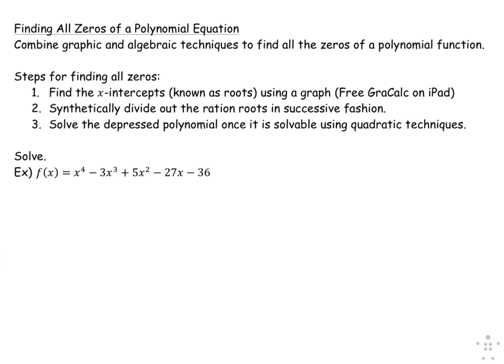Going back to the notes, here are the steps. So you find the x-intercepts on the free GraphCalc app. Now I'm going to synthetically divide them out and then solve using quadratic techniques. So we said on the calculator the x-intercepts were -1 and 4. So it doesn't matter the order. I think -1 is easy to multiply with. Grab the coefficients. All powers are present, so I don't need to use 0 as a placeholder.